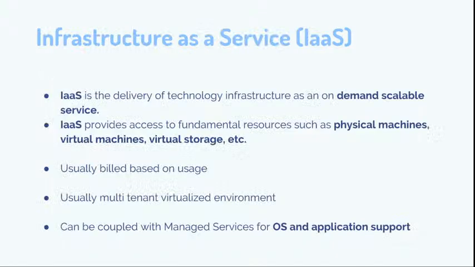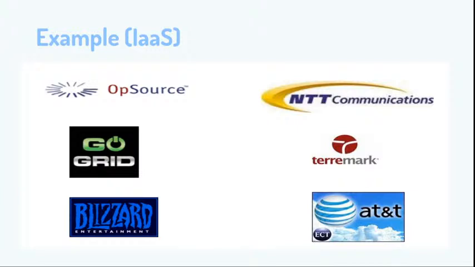Then the next one is infrastructure as a service. Infrastructure as a service is nothing but on-demand scalable services, like delivery of technology infrastructure services, on demand, scalable, with virtual machines and virtual storage. If you want, you can even install an OS also, and then you are billed based on usage. So this is infrastructure-oriented services, and these are the examples for IaaS.